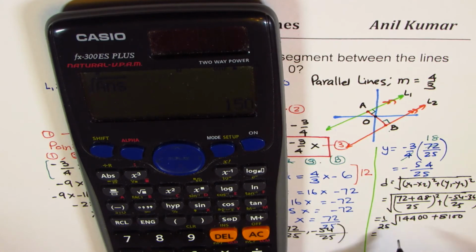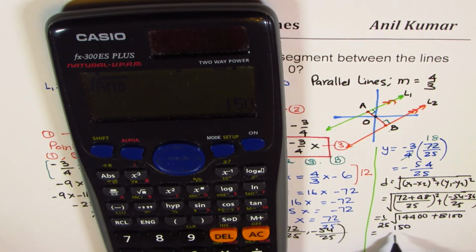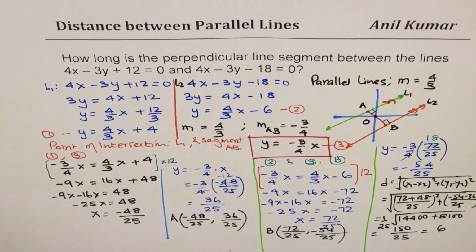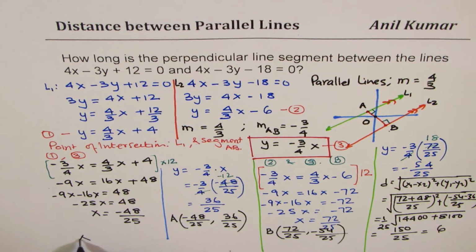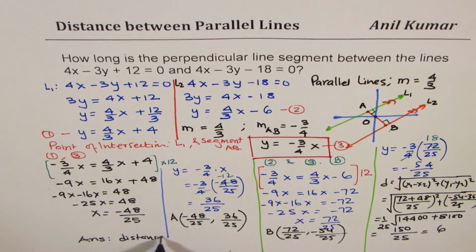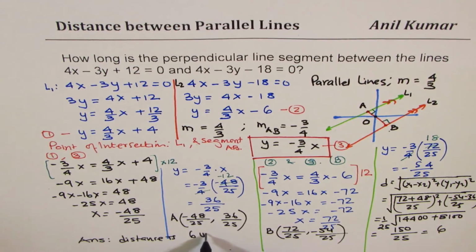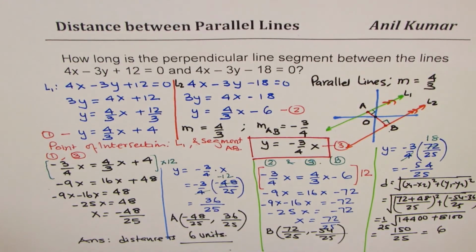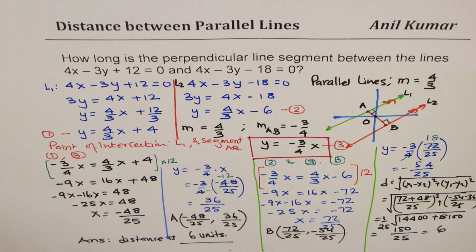We get 150. So we get 150 over 25. Dividing by 25, we get the distance as 6 units. So that becomes the distance between these two parallel lines, right? So we can write down our answer as the distance is 6 units. Correct?